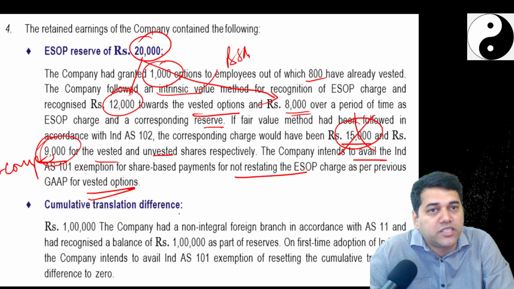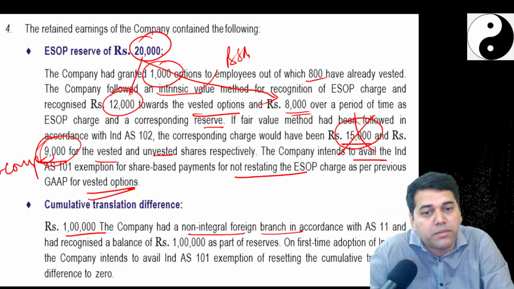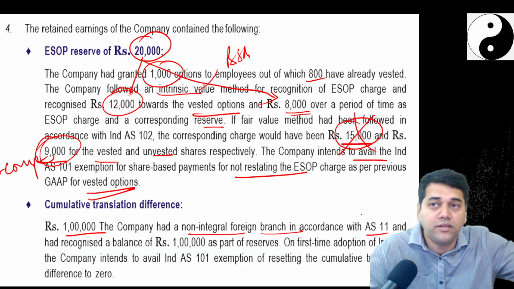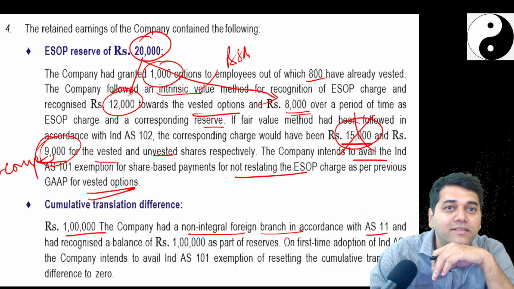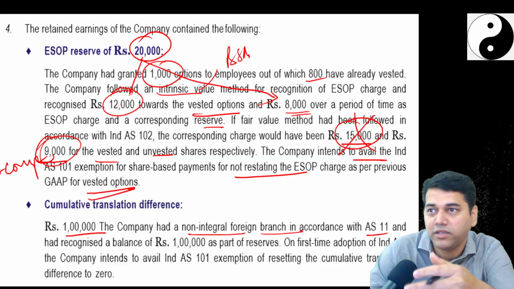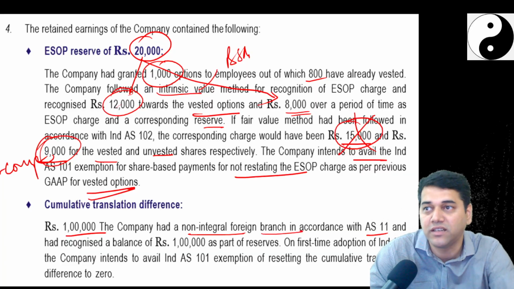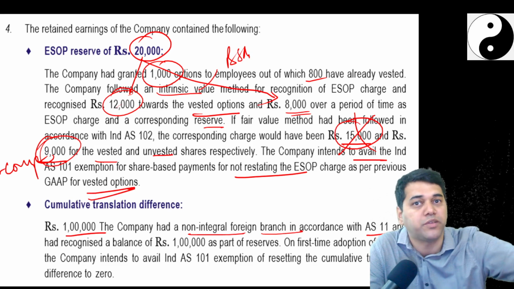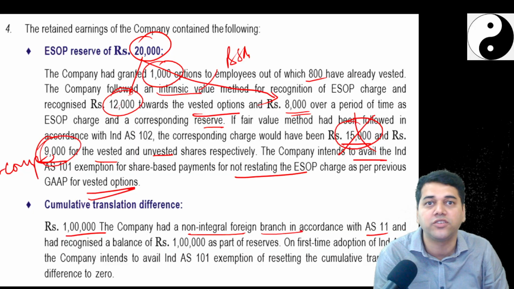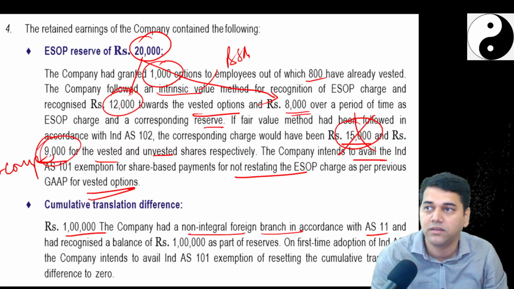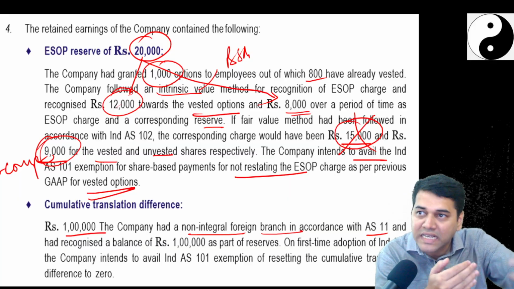Now, what is cumulative translation difference? There is 1 lakh rupees which is because of the non-integral foreign branch, as per AS 11, talking on non-integral. What is this integral and non-integral? In Ind AS 21, have we not discussed when you say foreign operations, there should be indicators, functional currency? If you have got a foreign operation, have you given them substantial autonomy? Have you given them free funding? Can they take the decision? If your answer is no for that, then that foreign operation is not independent, it is an integral portion of your business.